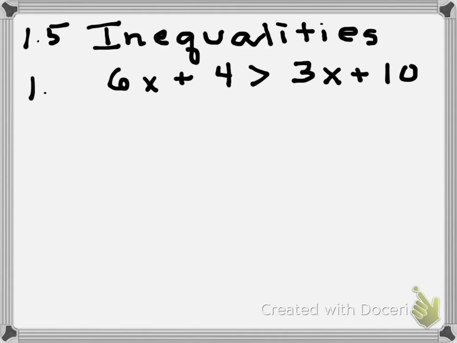Okay, so in this inequality, we have 6x plus 4 is greater than 3x plus 10. Solve it similar to an equality. Get all the variables on one side, all the numbers on the other. So I'm going to subtract 3x from each side, and I'm going to subtract 4 from each side.